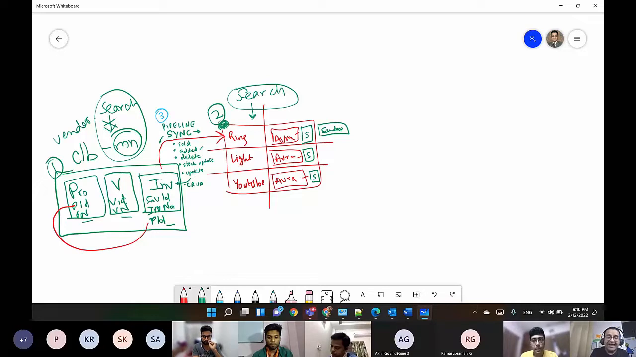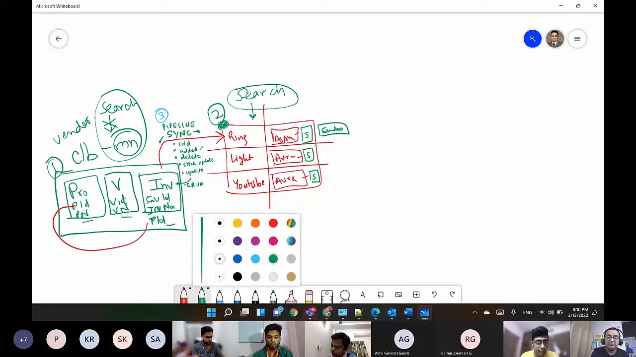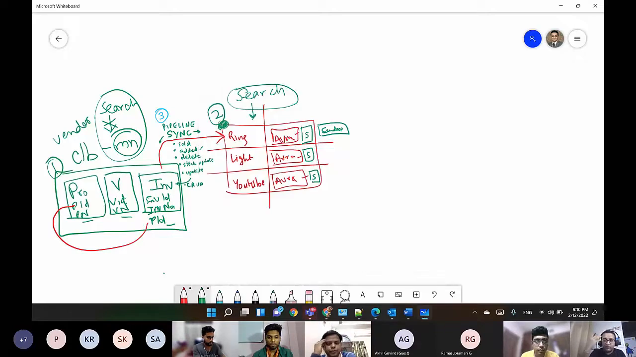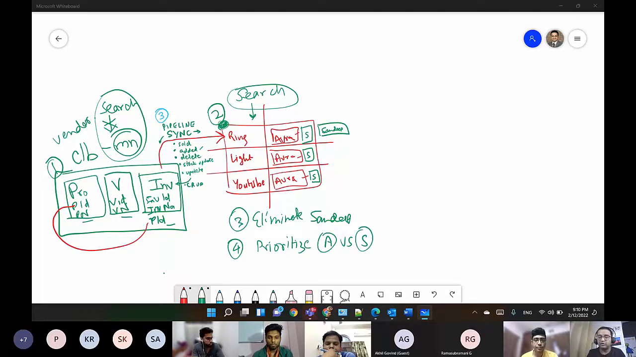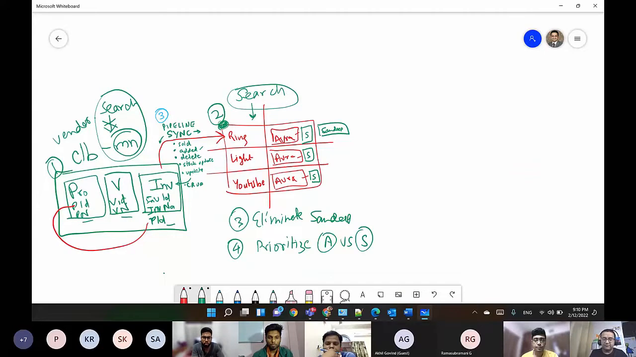Got it. This is a search term, but I'm just saying, think of the scenario. So your scenario becomes: eliminate Sandeep. Then your next scenario becomes: prioritize Ovro versus Sushmita. Was it Sushmita? Did I get it right? Yeah, Sushmita. Do you agree? Yes.